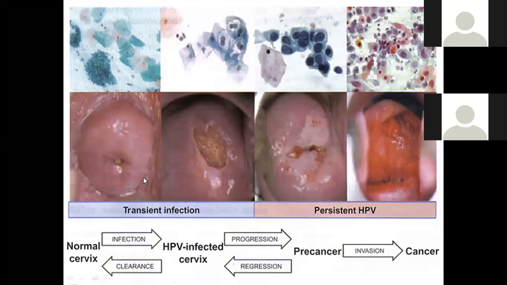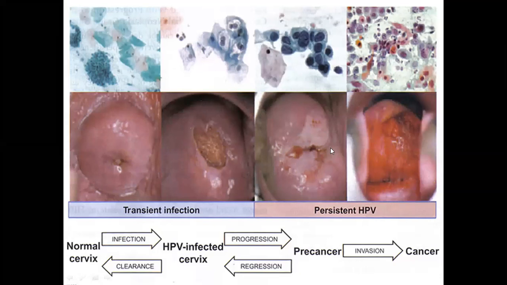Here you have a transient infection. This is an ulcer, and persistent HPV infection leads to first carcinoma in situ and then to invasive carcinoma. But that is going to take a long time and a number of mutations before it becomes an invasive carcinoma. HPV is the only cause of cervical cancer.